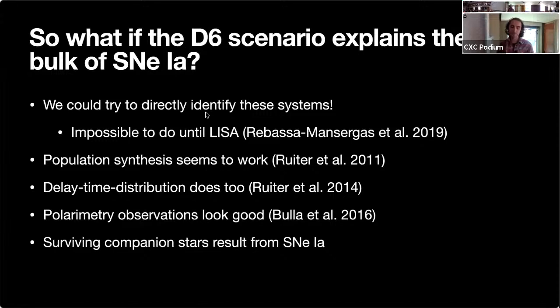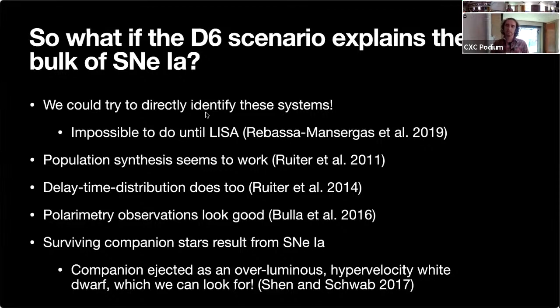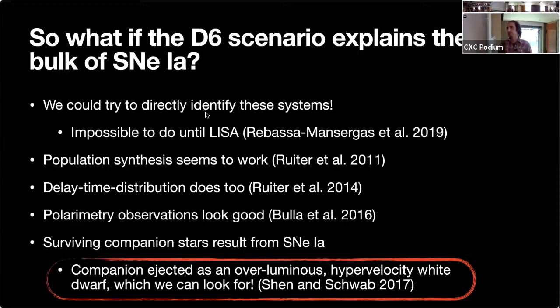My personal favorite way of trying to probe this question is looking for surviving companions that are predicted as a result of this scenario. Specifically, because your primary explodes before the secondary becomes tidally disrupted, the secondary will be ejected from the system very quickly and significantly over luminous, because it has to be very, very close to the primary in order to get white dwarf mass transfer. And because the supernova ejecta runs into this white dwarf, it becomes significantly over luminous. So this prediction is what will be the focus of the rest of my talk.